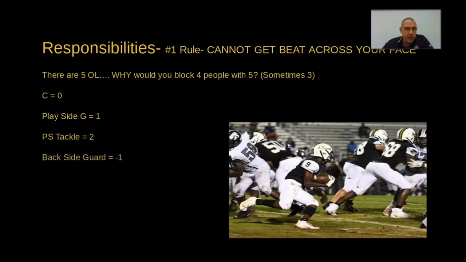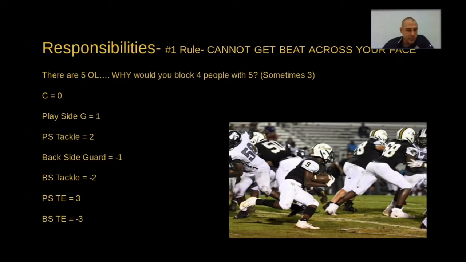And then the backside guard will be responsible for -1. So if you're going right, it'll be the left guard. And if you're going left, it'll be the right guard. And then vice versa for the backside tackle, he will handle -2. All right. And then if you're lucky enough to have the tight end, the play side will handle the 3. And then the backside will handle -3.